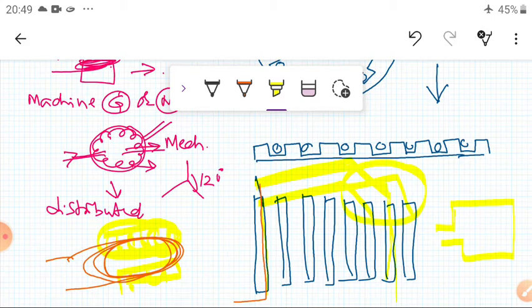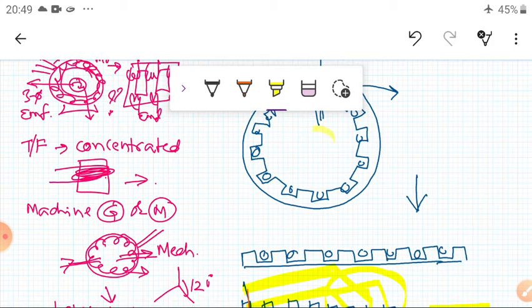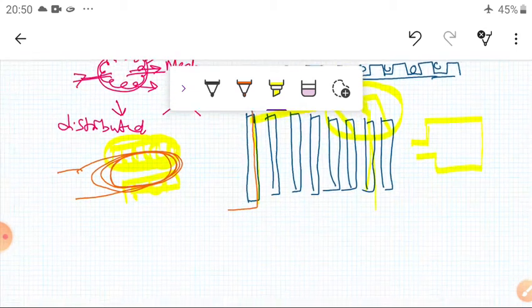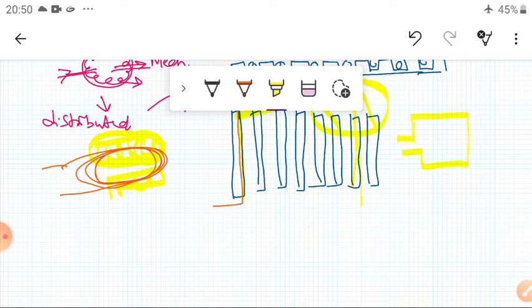Okay, so in this class we are going to learn these things. Now, the machine which has this round shape, I have made it flat for easy understanding. Here each slot consists of either one coil side or two coil sides, that is a single layer. For example, this slot consists of one.